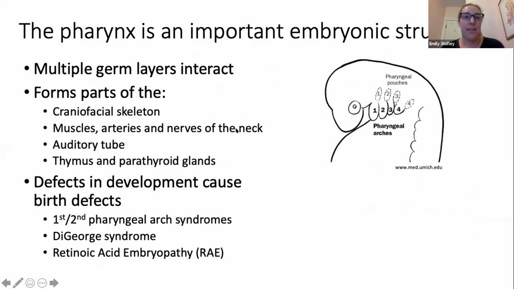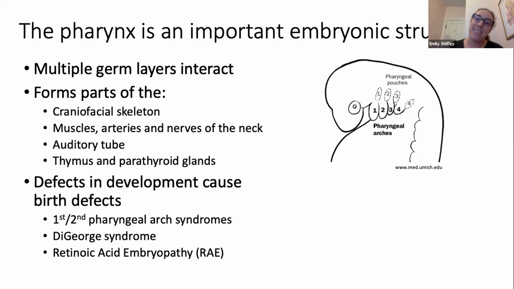Okay, so I'm studying the pharynx, which is an important structure in vertebrate embryos. This is just a little cartoon of it. So later on in development, the pharynx forms or contributes to a lot of different things. It helps form part of the craniofacial skeleton, some parts of the inner ear, some muscles and arteries of the face and neck, and then also the thymus and the parathyroid glands. Those are all derivatives of this pharynx.